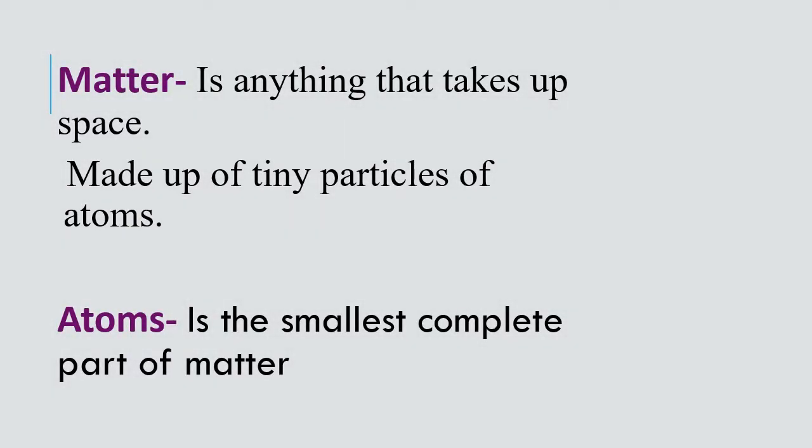So let's discuss matter. Matter is anything that takes up space. It's made up of tiny particles of atoms. So you are made up of atoms, you are made up of matter. The rocks, the trees, everything's made up of this matter. And so atoms are the smallest complete part of matter. So what does that mean when we use this word complete to give us a full understanding? That means that there are smaller partial parts that come together to form atoms. And that's what we're going to be looking at today.